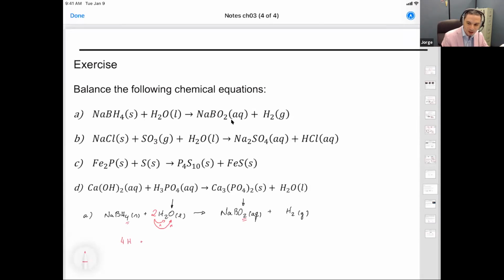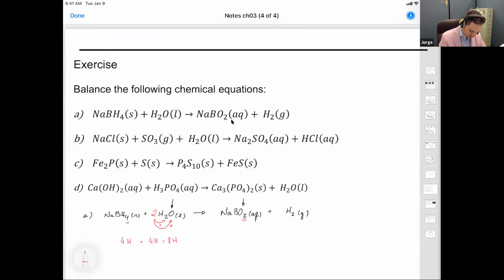times 2, attention here, we have to multiply the stoichiometric coefficient by the index. Therefore, we have 4 hydrogens, which gives us a total of 8 hydrogens before the reaction. Now let's move on to the products and let's see where are the hydrogens.